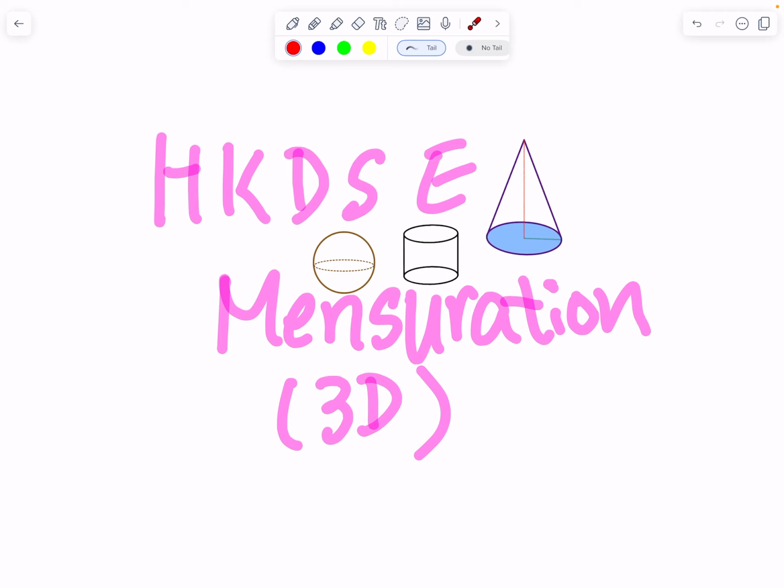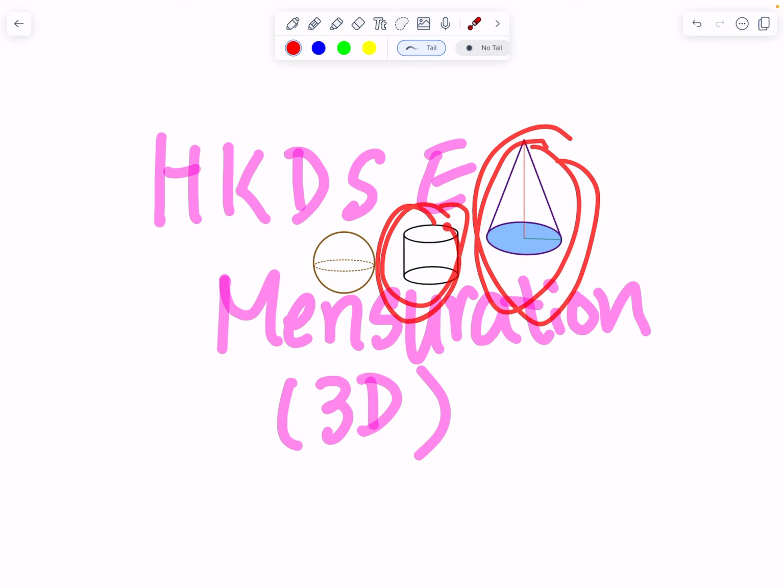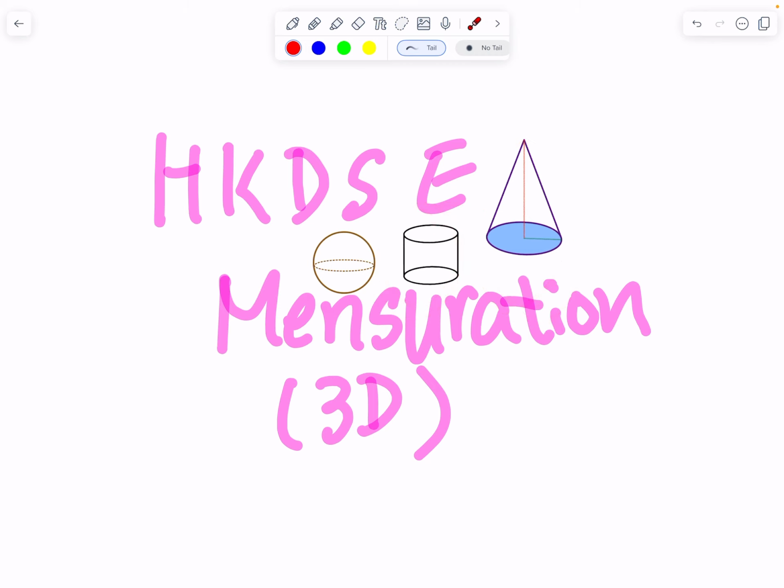Today we'll be continuing with mensuration, that means area and volume of 3D figures. Now most of the time you will see these kinds of figures: cone, cylinder, and the sphere. These are very common.